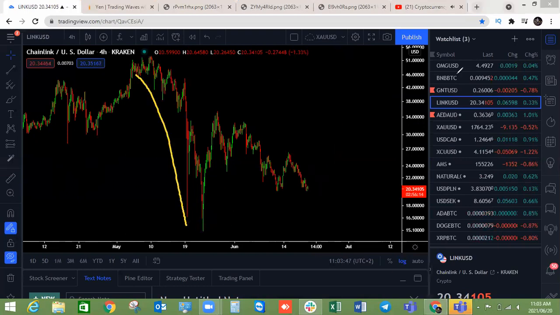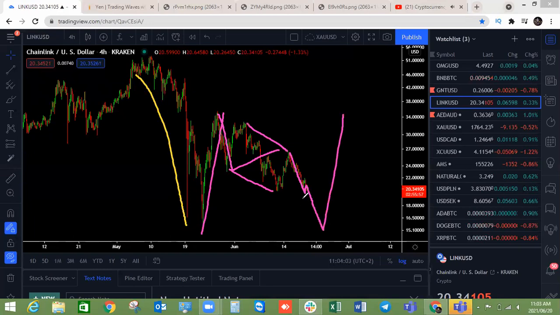The 5 waves to the downside they have completed, and we've got a bounce up here in the purple. Let's have a look at the purple. So it looks like we've got a running flat here as follows, a complex running flat, and we are looking for Link to continue to the downside as follows. Will it retest the lows here before it bounces? So for now, we're just looking for this one to continue to the downside as follows. That is what we're going to be looking at on Link.